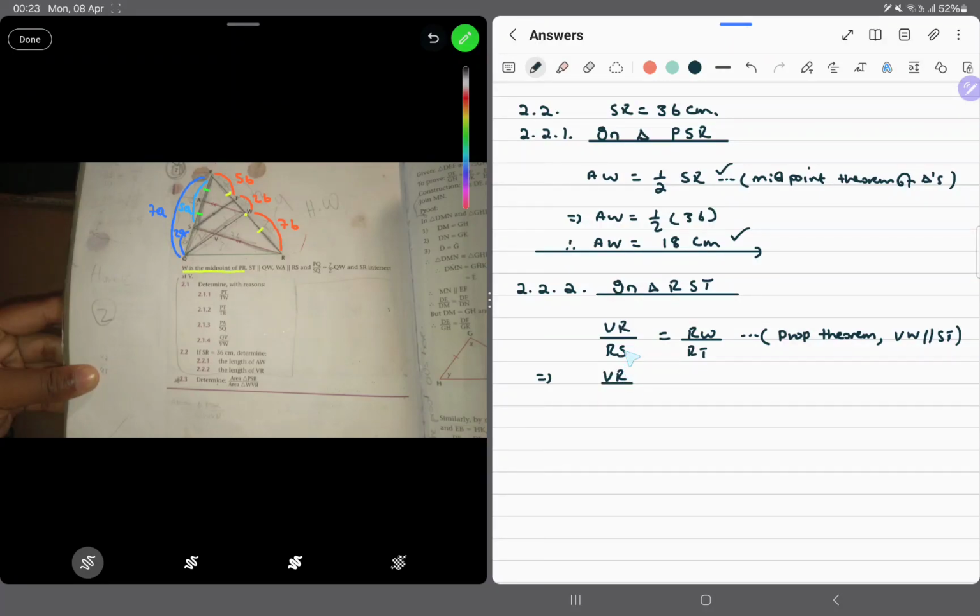VR over RS, we were given it's 36. RW, we can just say this is 7B. Because it's basically, RW is 7B.